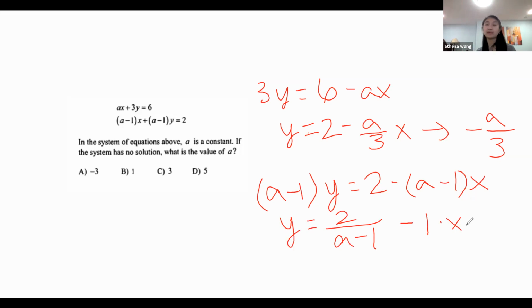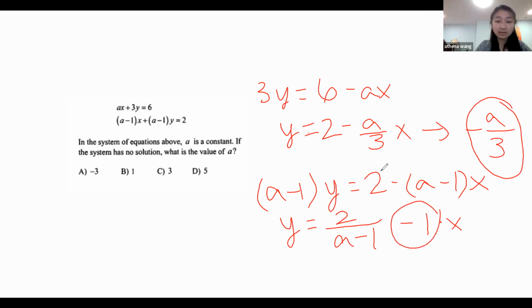Okay, unless a is 1. But that's only because we are dividing. Okay, so then since these slopes should be equal, this negative a over 3 and this slope, which is negative 1, we have negative 1 equals negative a over 3. So a over 3 is 1, and a equals 3.